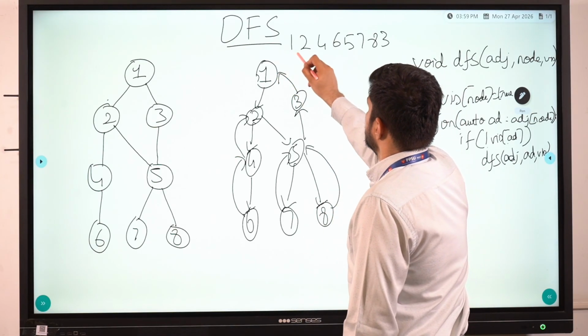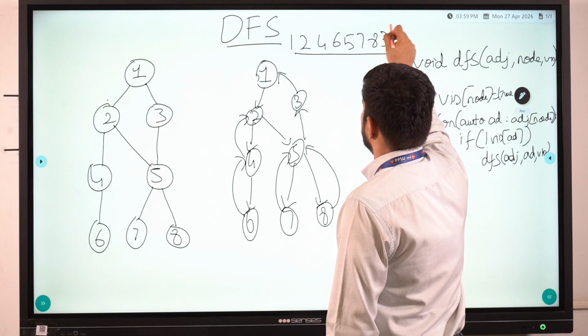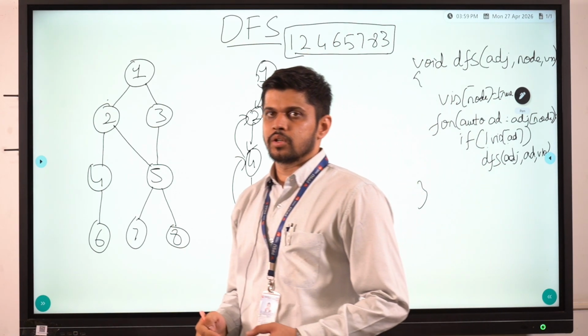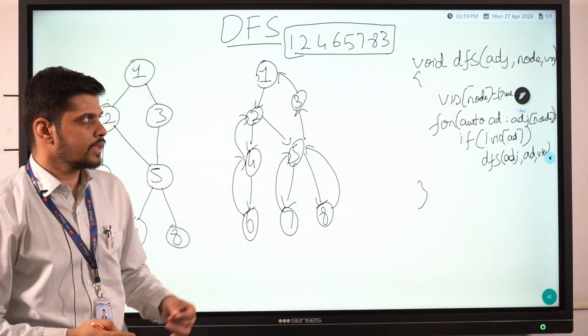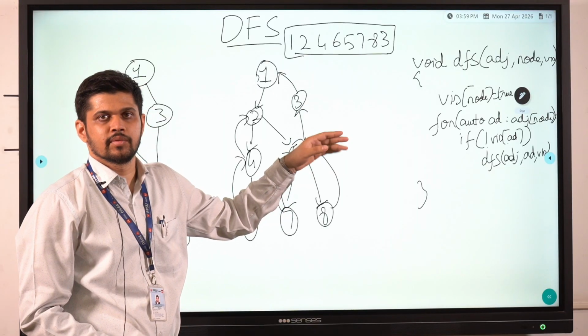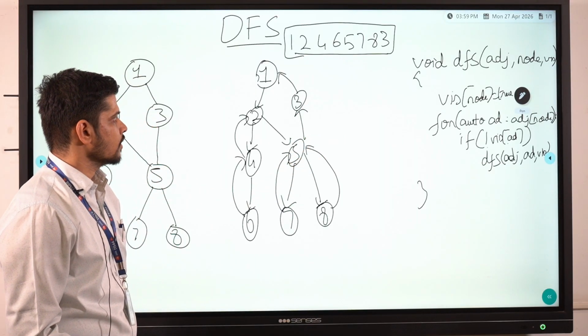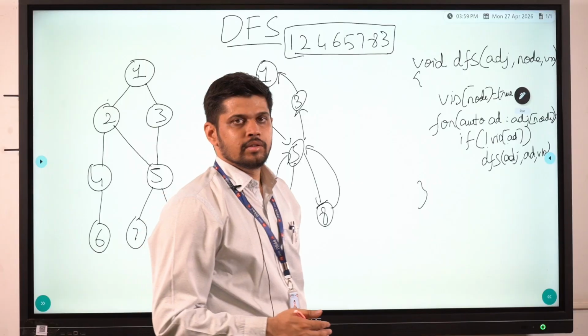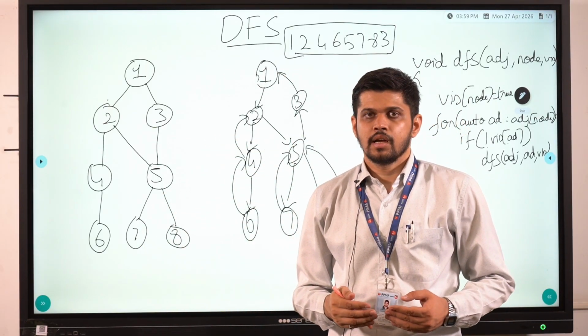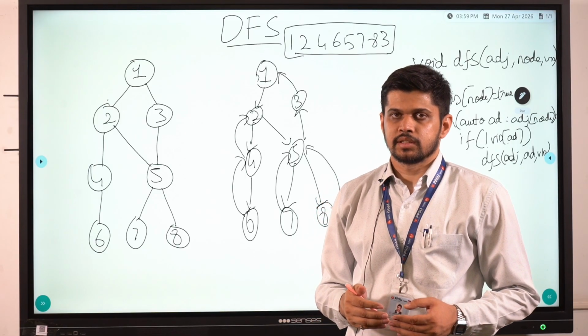So this is the depth first traversal order, DFS traversal order. So in BFS it was 1, 2, 3, 4, 5, 6, 7, 8, and in DFS it is 1, 2, 4, 6, 5, 7, 8, 3. So this is how these two algorithms behave differently. So BFS uses the queue data structure and DFS uses recursion.